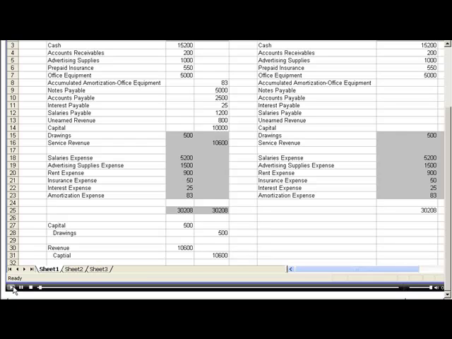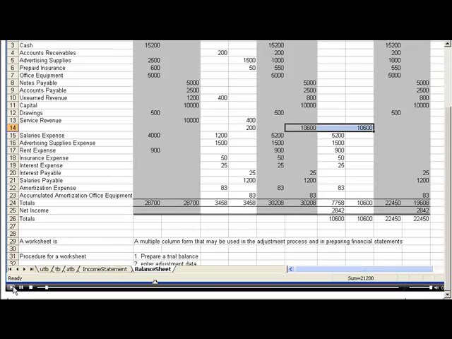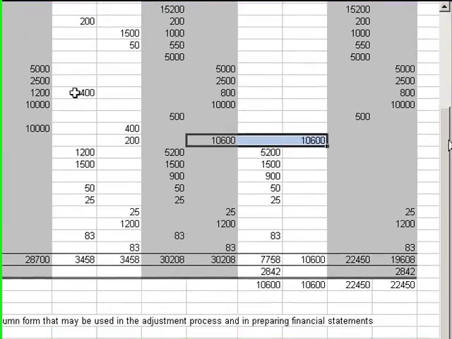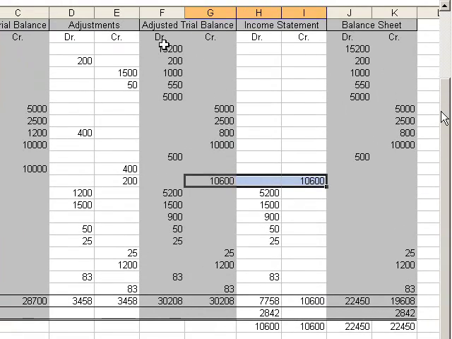The year has been completed. We've just done our year end. We just finished completing our final adjusting entries. We've finished our final adjusted trial balance. We've produced our income statement for the whole year, as well as our balance sheet. So we're done.